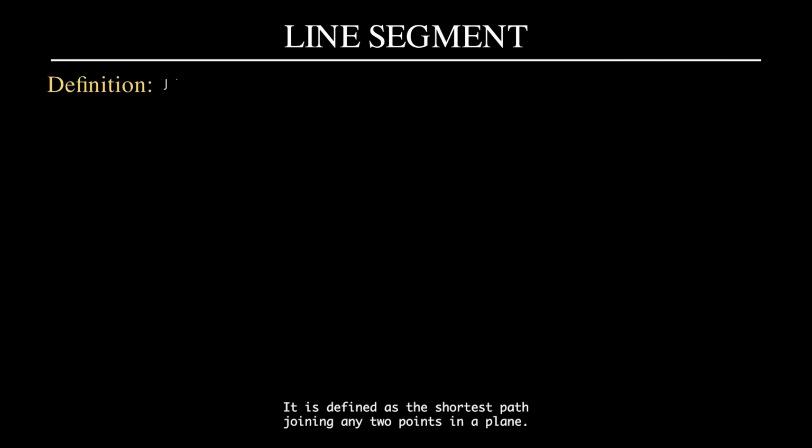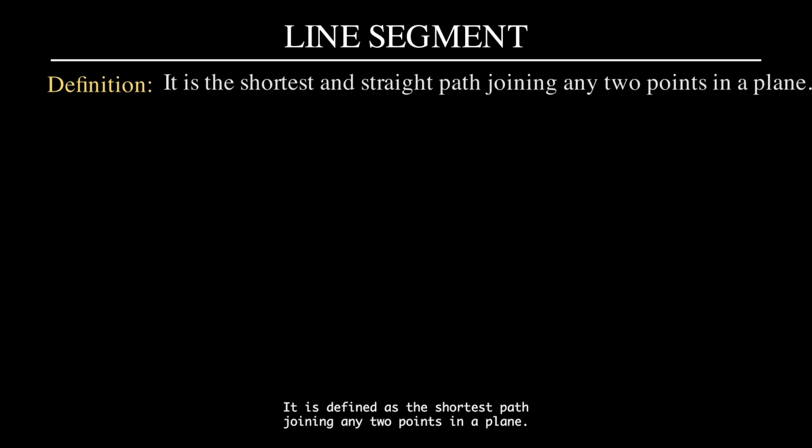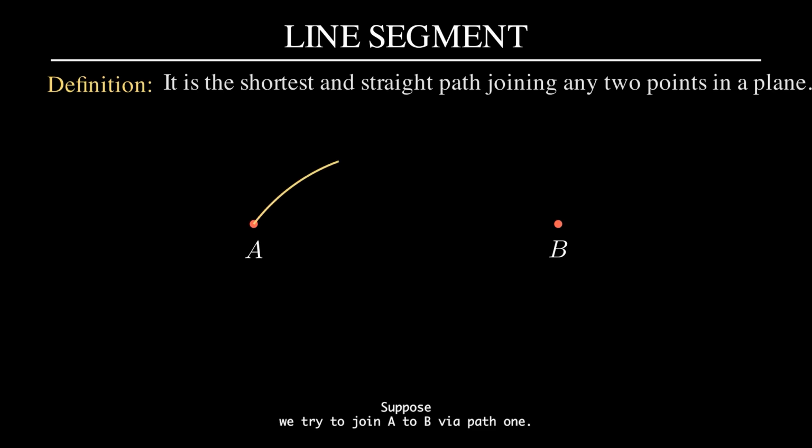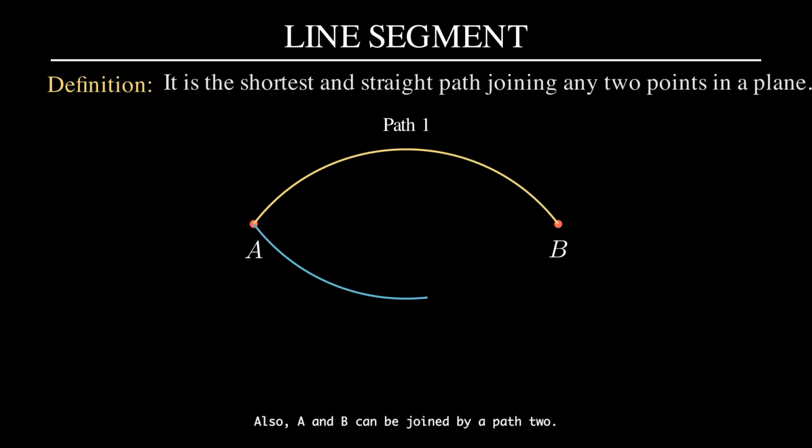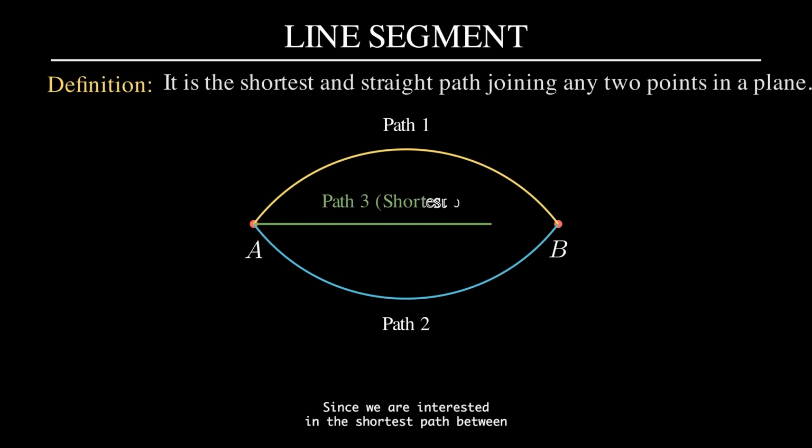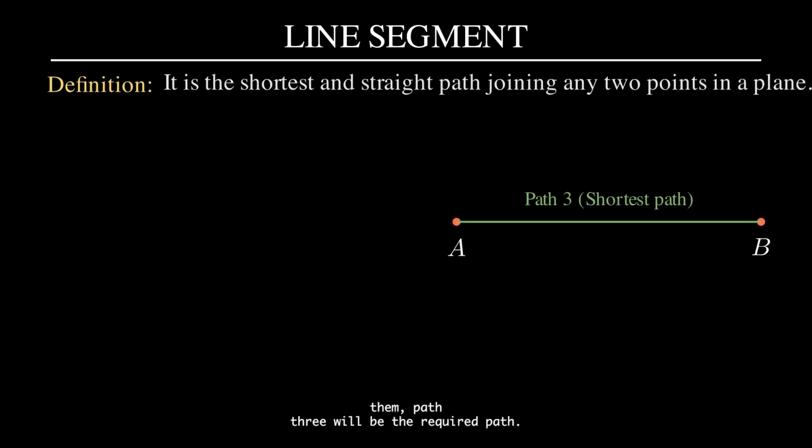Our next object after a point is a line segment. It is defined as the shortest path joining any 2 points in a plane. Consider 2 points A and B in a plane. Suppose we try to join A to B via path 1. Also, A and B can be joined via path 2. Since we are interested in the shortest path between them, path 3 will be the required path. Hence, this path is called the line segment AB.